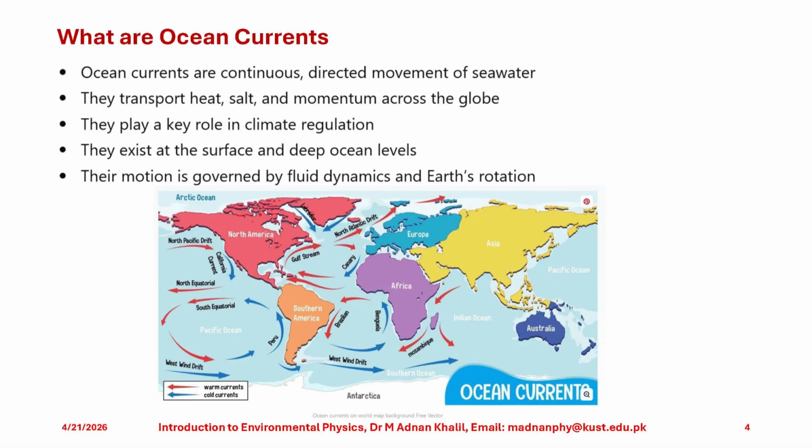Ocean currents are continuous and directed flows of seawater. From a figure, you can clearly see arrows showing different current paths across the globe. These arrows represent both direction and relative strength. Notice that warm currents are generally shown in one color and cold currents in another. This tells us that currents are also transporting heat. So ocean currents are not just motion, they are energy transport systems. They move heat, salt, and momentum across the Earth and play a central role in climate regulation.